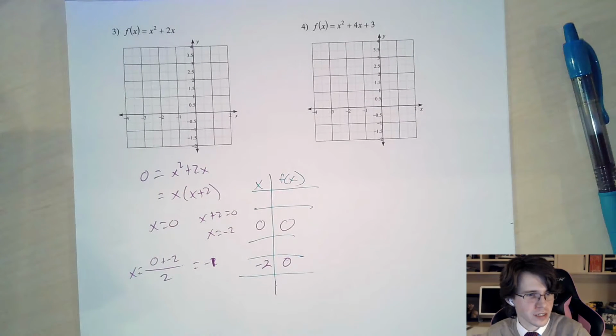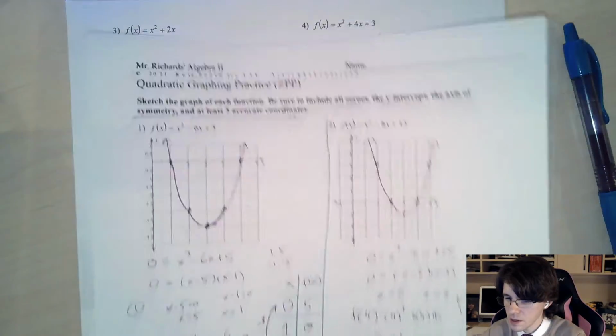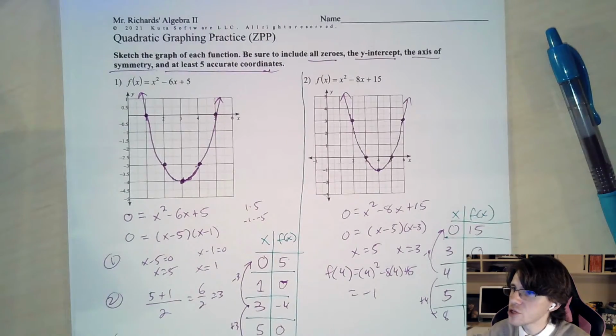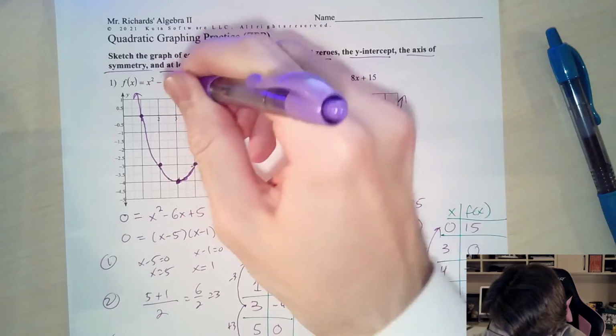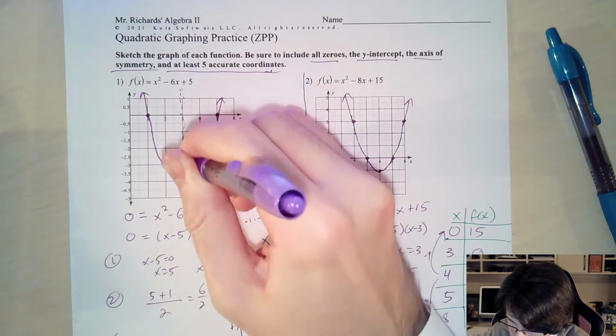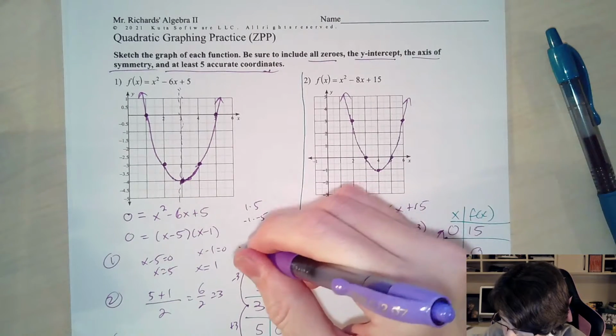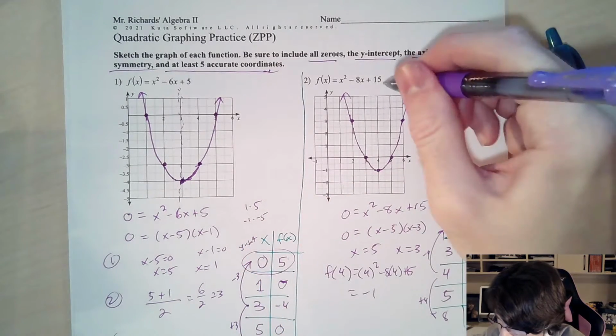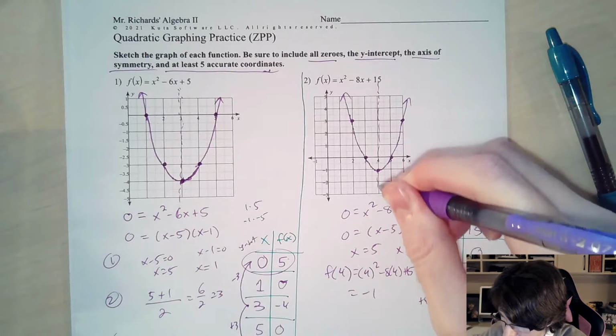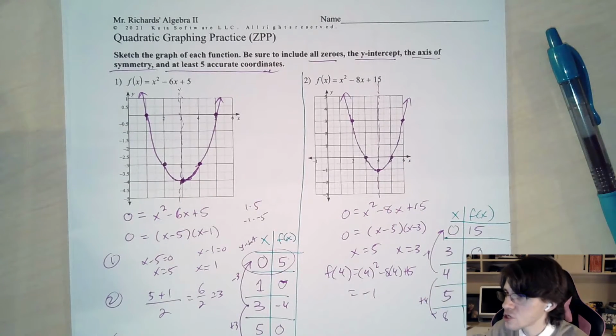Oh, I didn't draw my axis of symmetry in the last 2 graphs, did I? So you got to draw the axis of symmetry in. Axis of symmetry is smack dab down the middle. And our y-intercept, by the way, is this guy. That's our y-intercept. And smack dab in the middle there is our axis of symmetry.